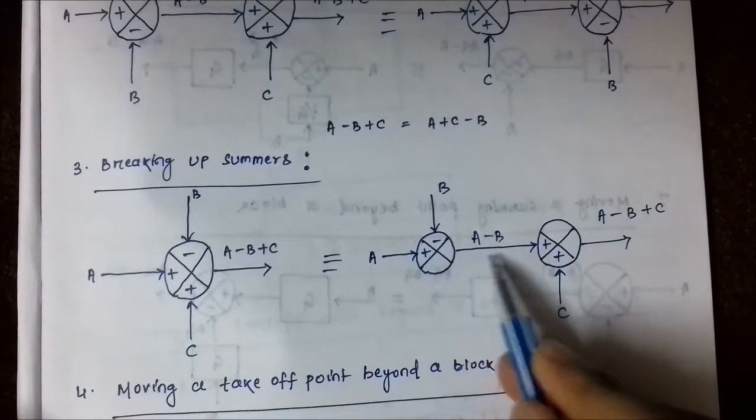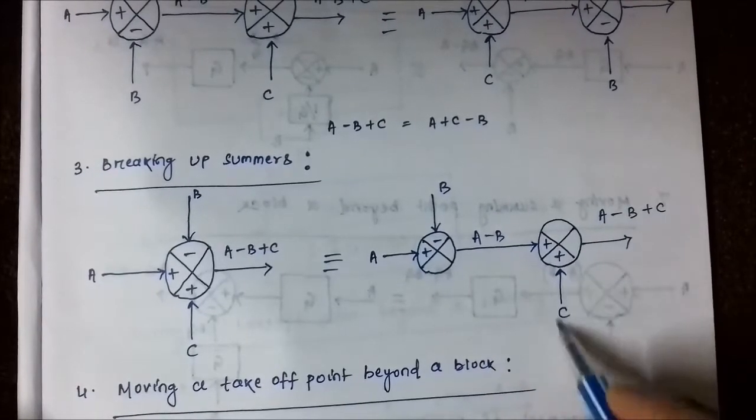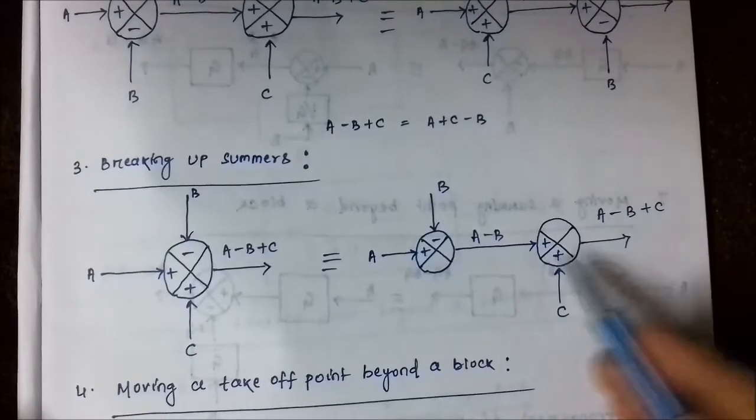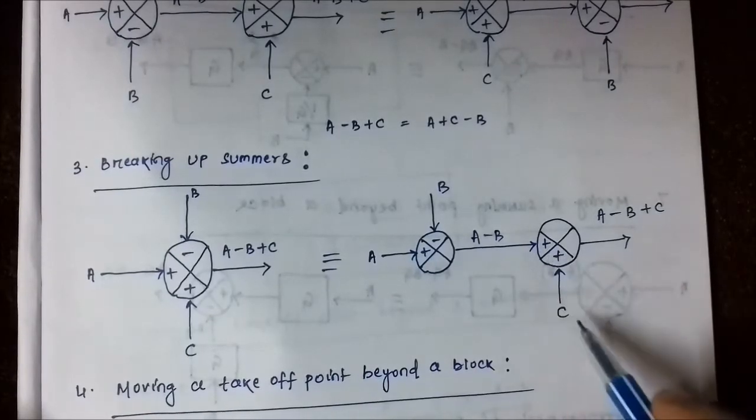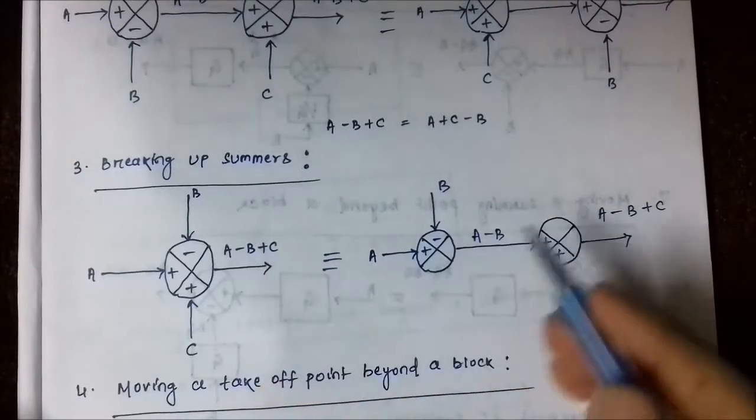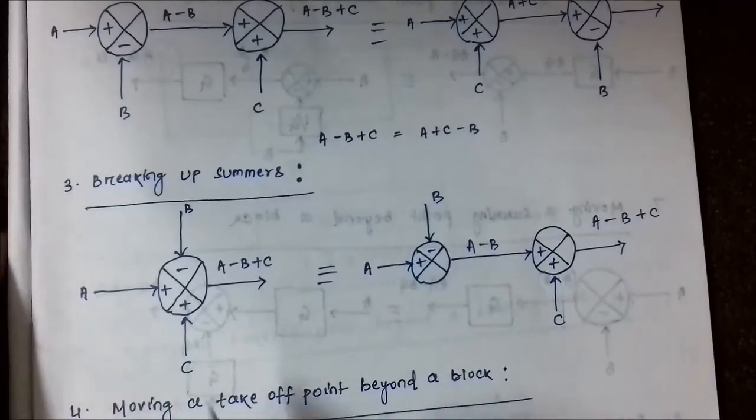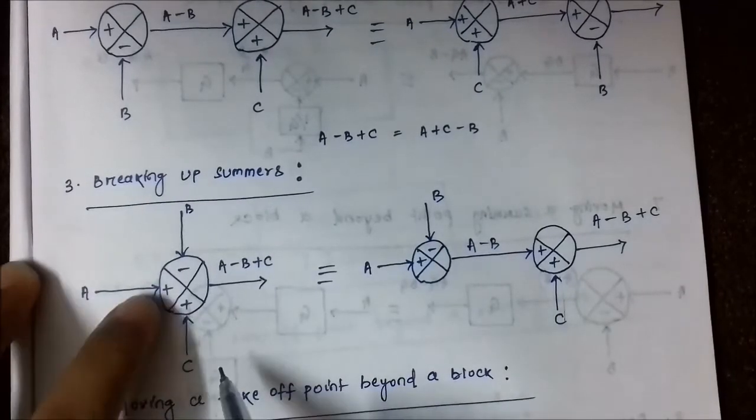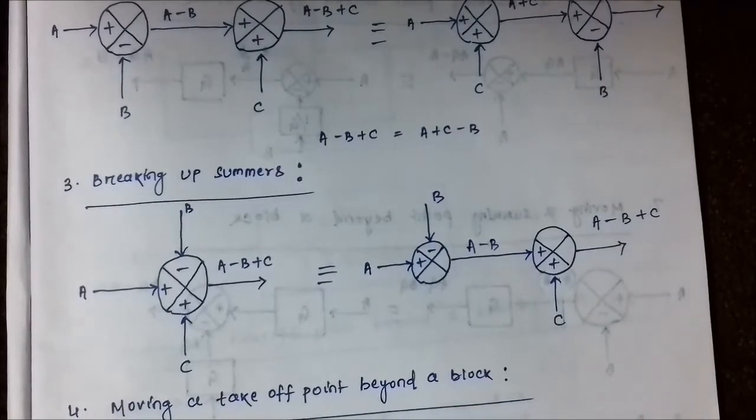This input a minus b goes to this positive positive summer, where c is one of the inputs, and this a minus b. So what we get here, a minus b plus c. Here it is also a minus b plus c, here it is also a minus b plus c. The output stays the same. Simple thing, we have created two summers out of it, one positive positive summer and one positive negative summer. The net output stays the same.